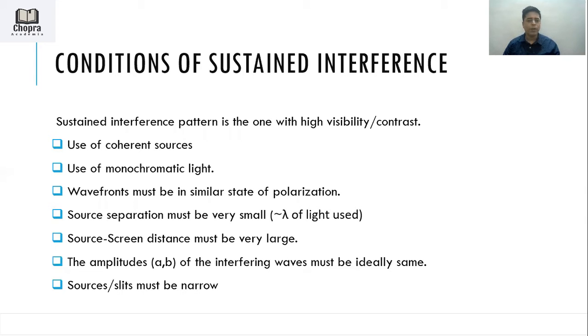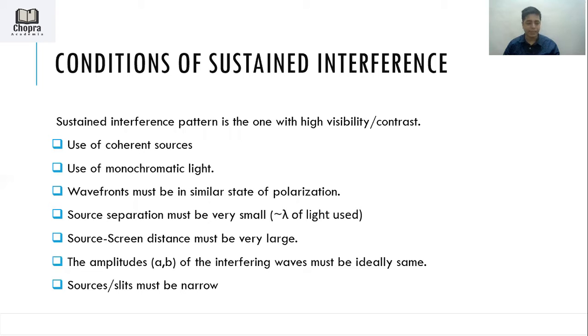If we use monochromatic light, wavefronts must be in the same state of polarization. We'll be dealing with polarization in this module also. Source separation must be very small, of the order of the wavelength of light used. Source screen distance must be very large. The amplitudes A and B of the interfering waves must ideally be the same. Sources or slits must be narrow.